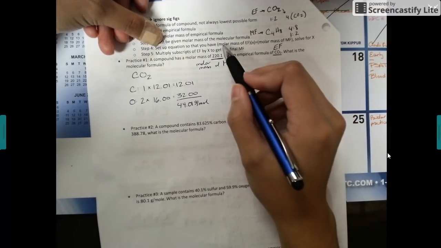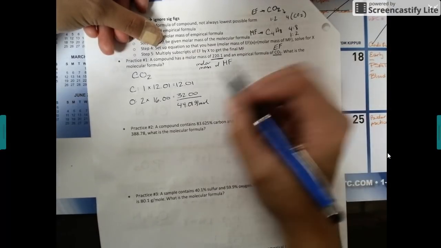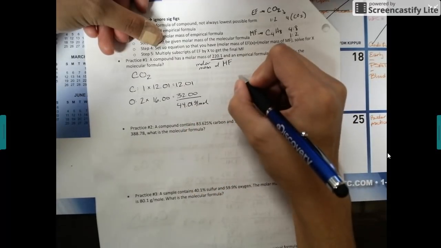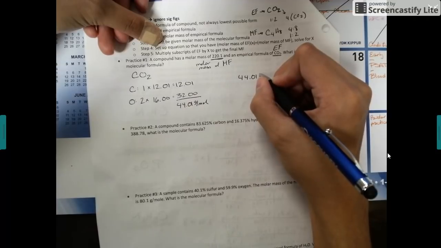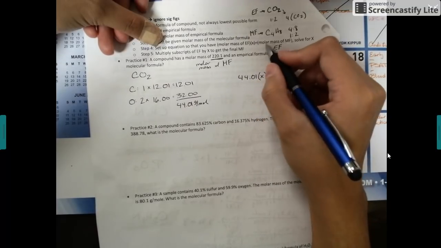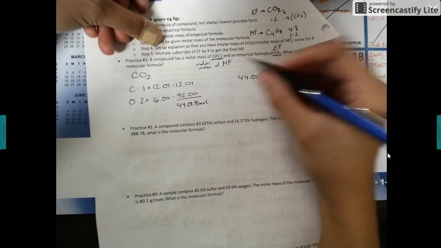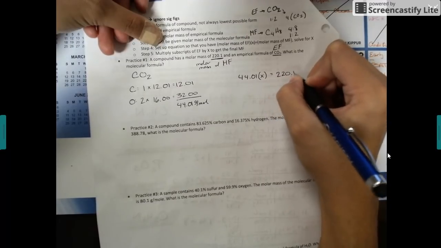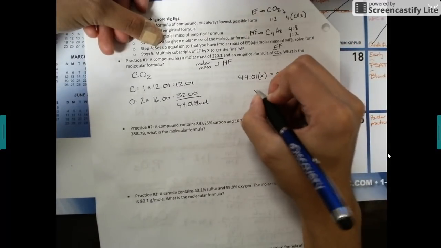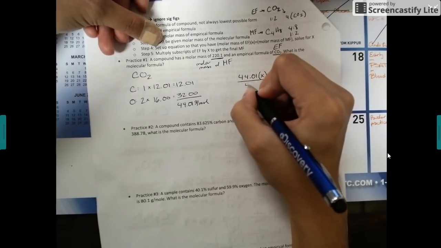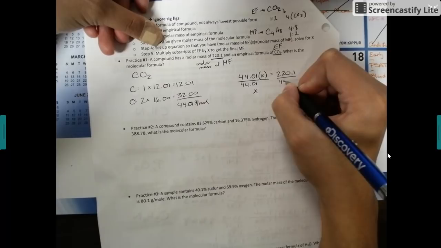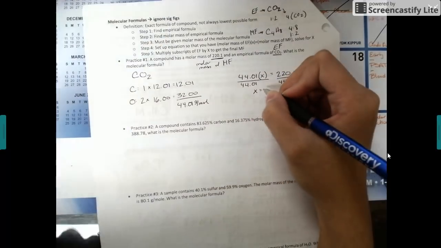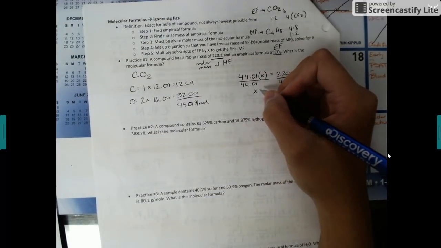Okay, so I'm going to write molar mass of empirical formula. I found that to be 44.01 times X equals the molar mass of the molecular formula, which it tells me is 220.1. Now I just solve for X. Divide by 44.01 to solve for X. Your X answer in this case would be 5.